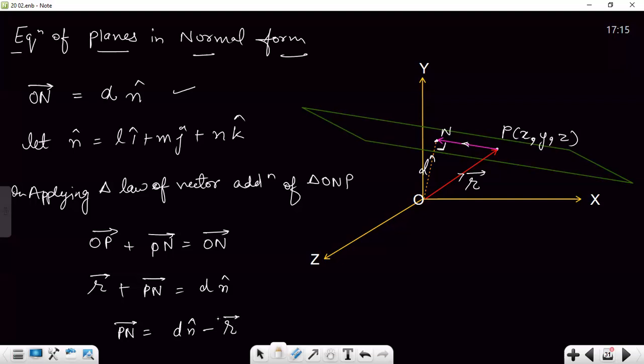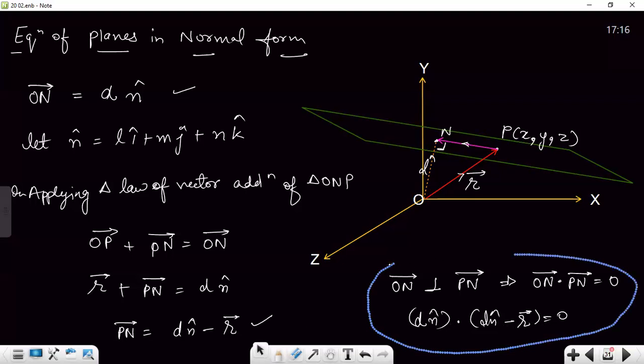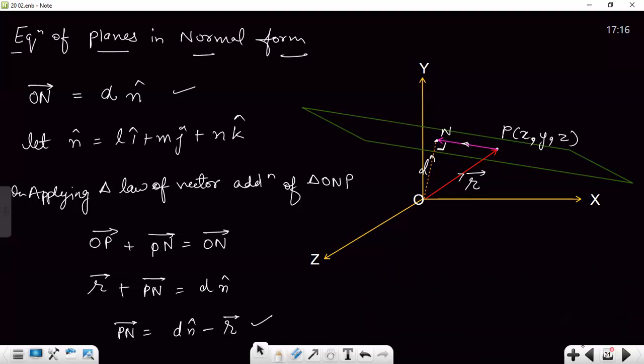Now, one thing that is very clear to us is that ON vector is perpendicular to PN vector. And when two vectors are perpendicular, then we may say that their dot product will be 0. If that is so, ON vector is d N cap, dot product with PN vector, which is d N cap minus r vector, should be equal to 0. This is very important for us to understand. Let's bring it on the next page.